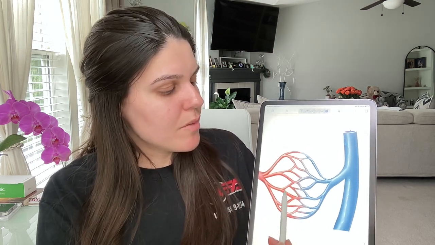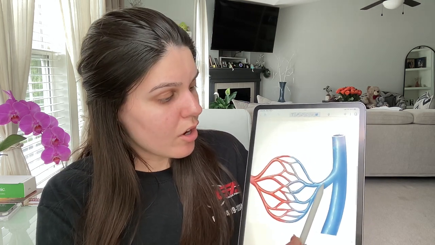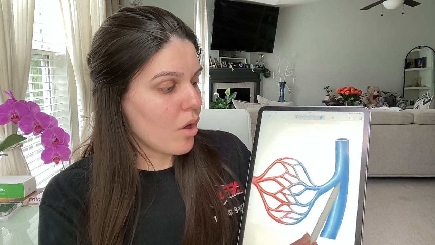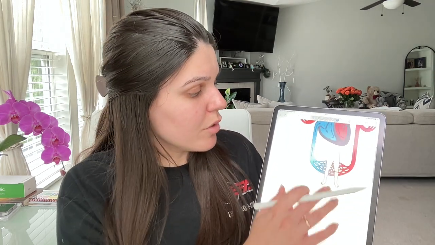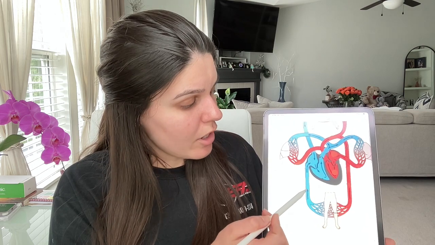And then from here, the blood will flow into the venules, which are here, and then they will all go into the vein, and then the veins will go to the heart, like the inferior vena cava, like I show you guys right here. Okay.